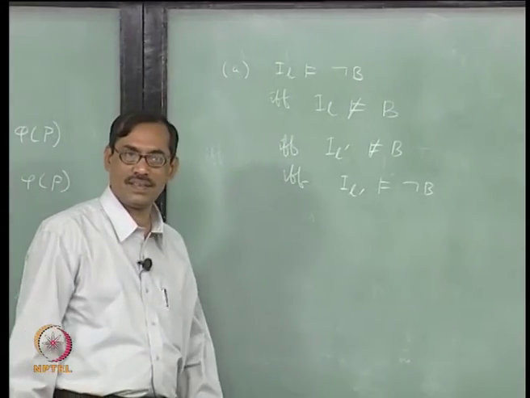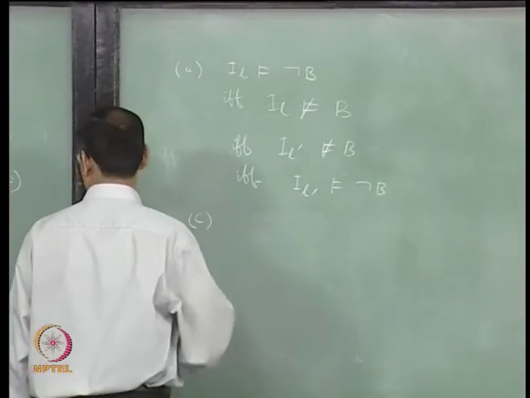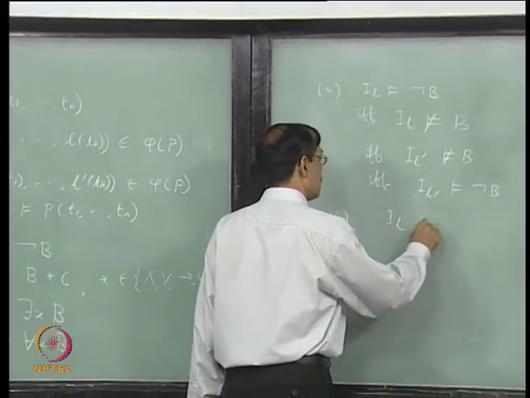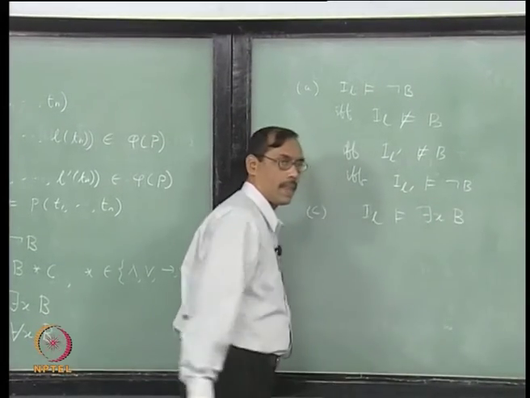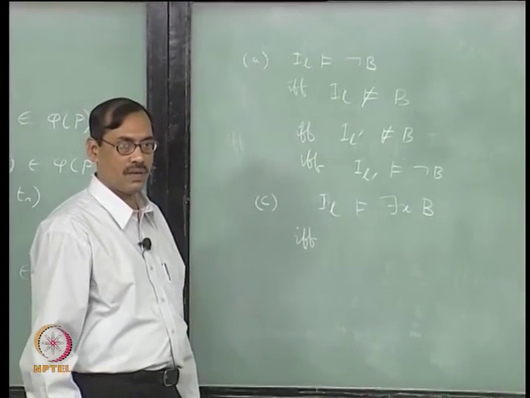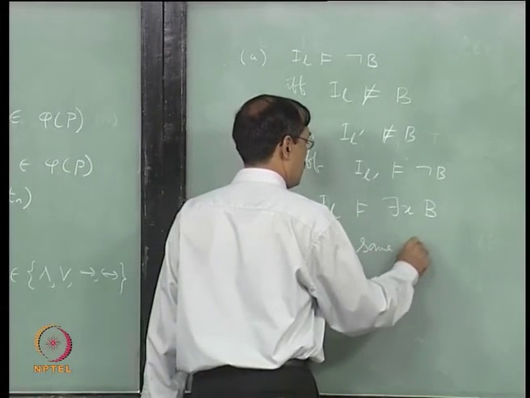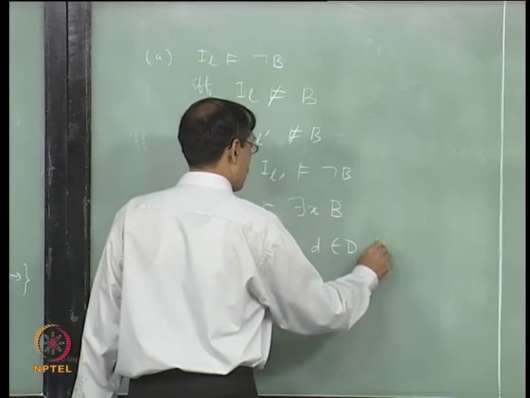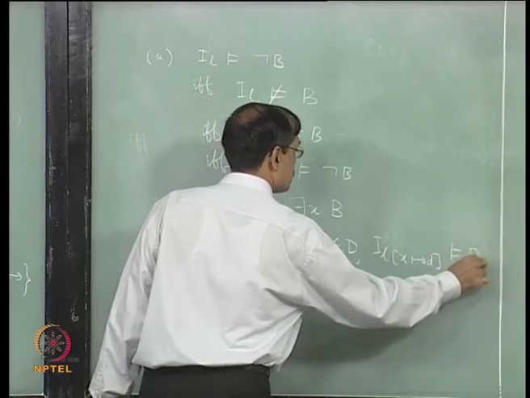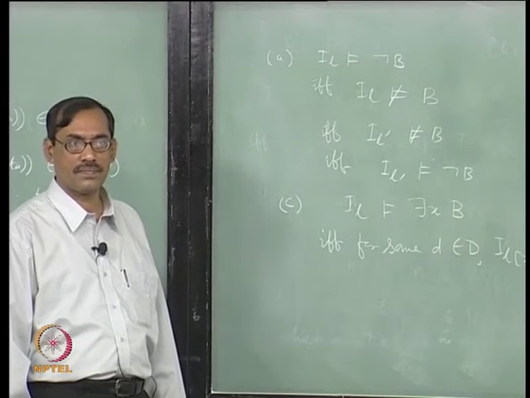Similarly, case b, just the connective propositional rules. Now, let us see the quantification. Suppose A is there exists x b, now we say I L satisfies there exists x b. This happens if and only if, what is the definition, for some element in the domain, right. So, for some d in D, I L x fixed to d satisfies b. Is that okay? That is what it is.